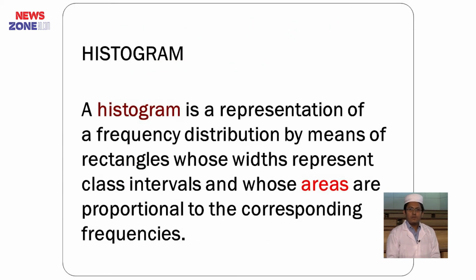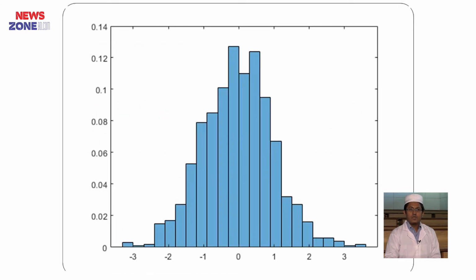So, first of all, let us discuss histogram. A histogram is a presentation of a frequency distribution by means of rectangles whose widths represent class intervals and whose areas are proportional to the corresponding frequencies. Here we see an example of a histogram, and it consists of multiple bars, like a bar diagram. There are so many bars, but there are also some differences.